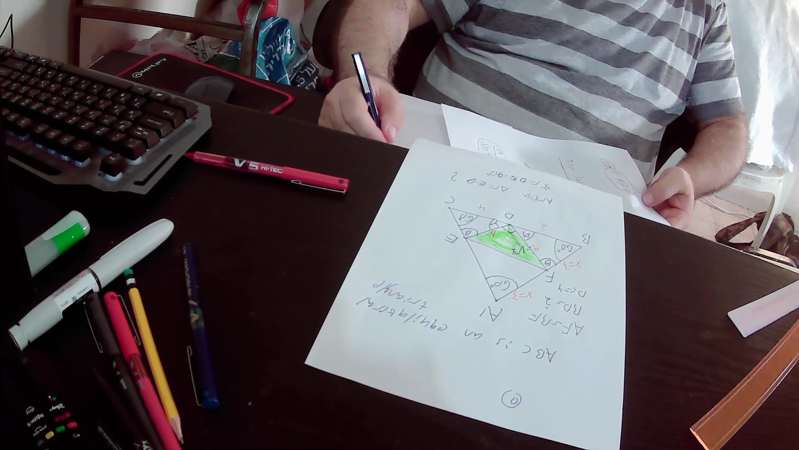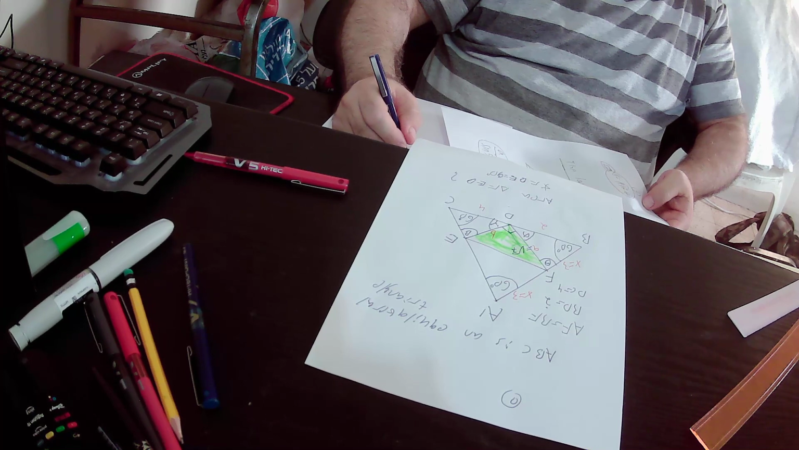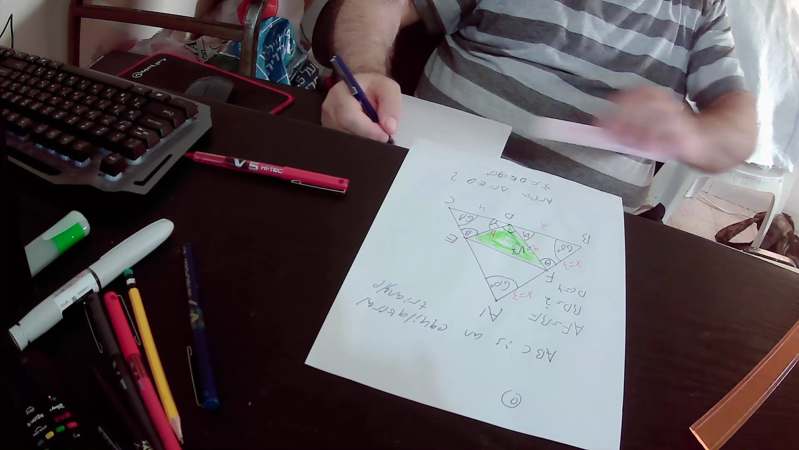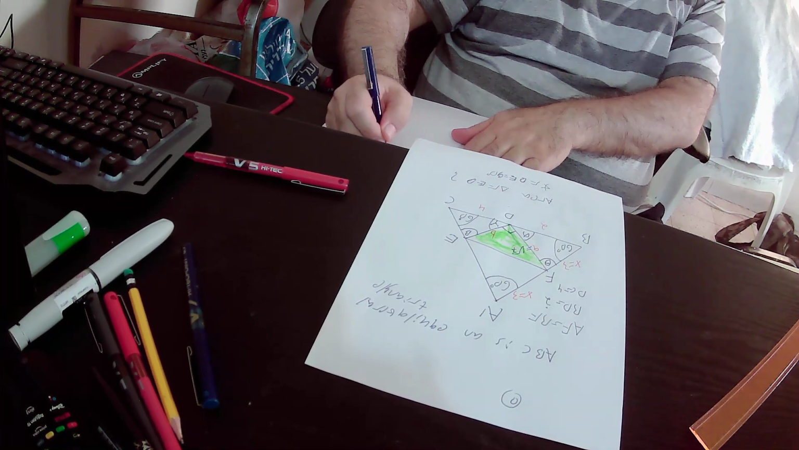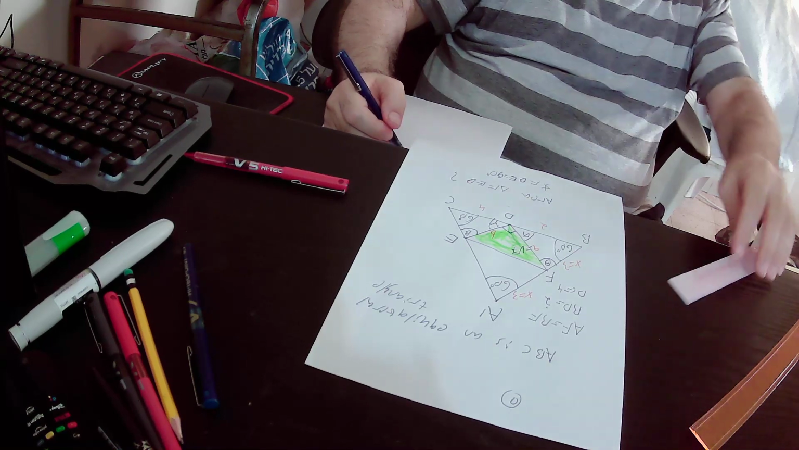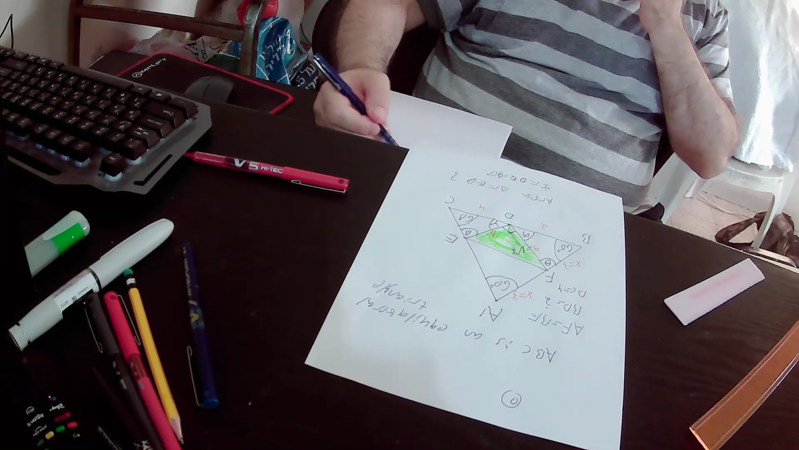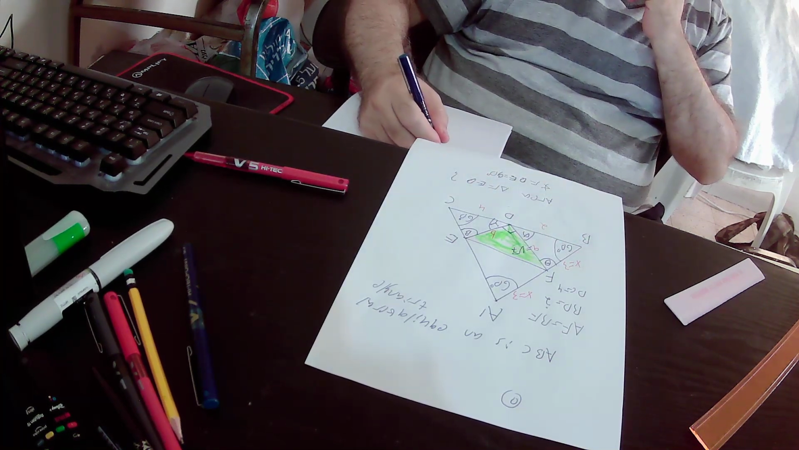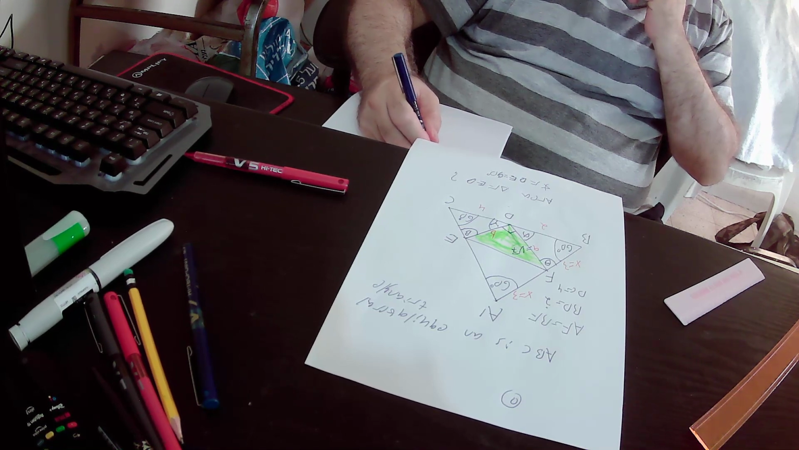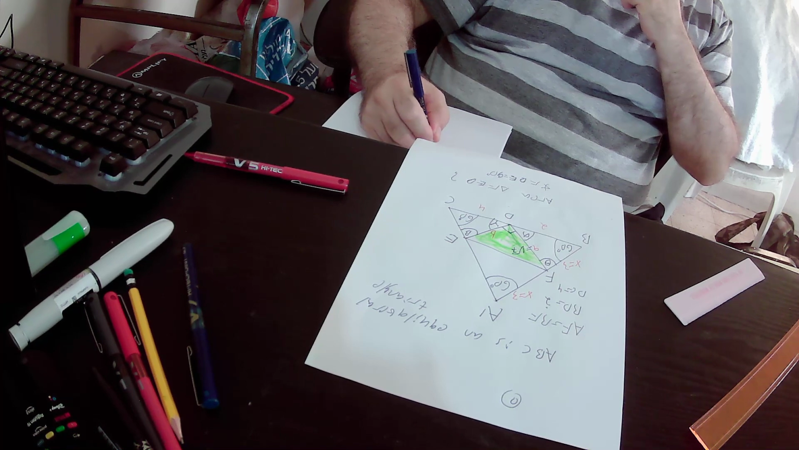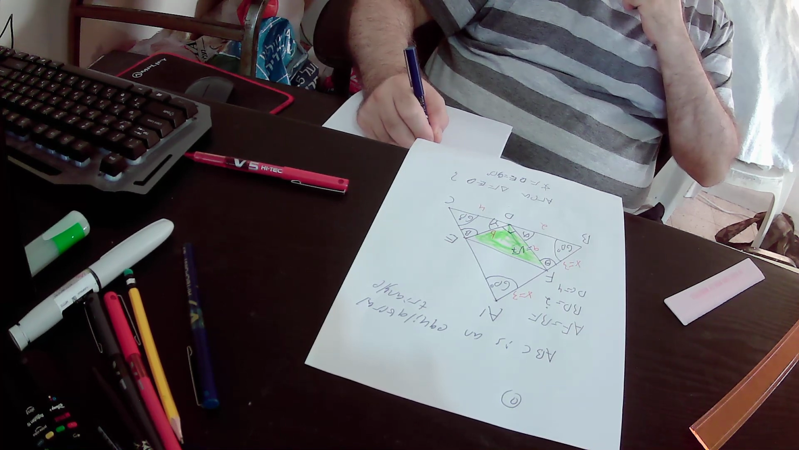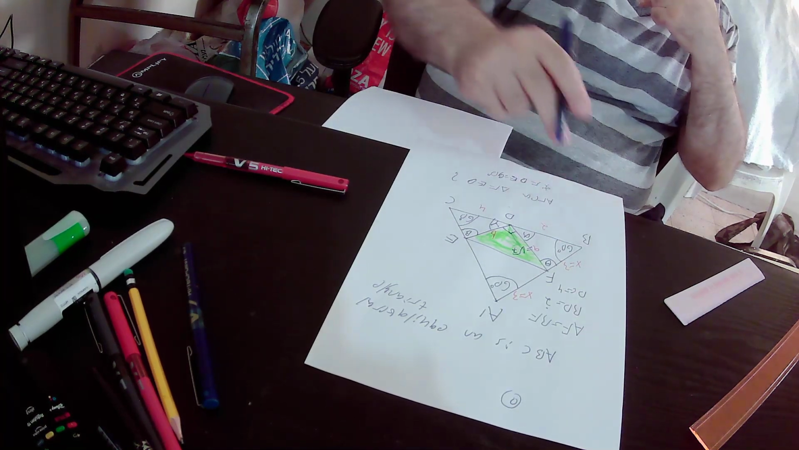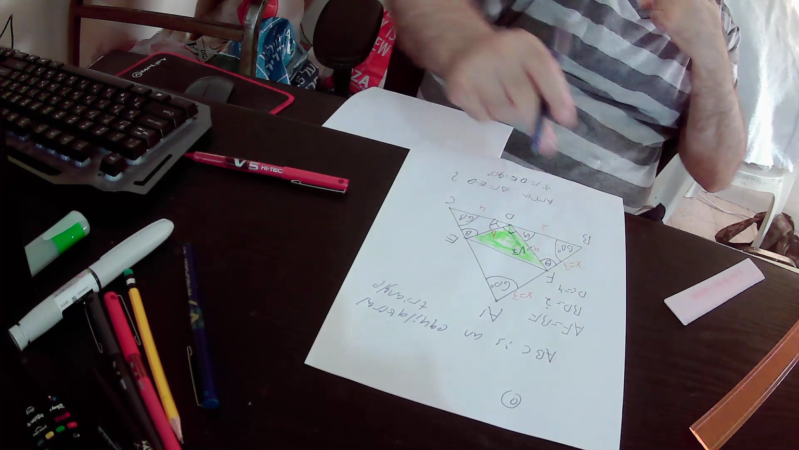In triangle BFD, FD over sine 60 degrees will be equal to 2 over sine theta, or to BD over sine theta.